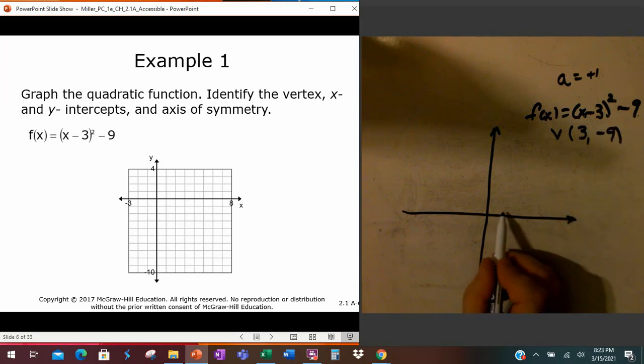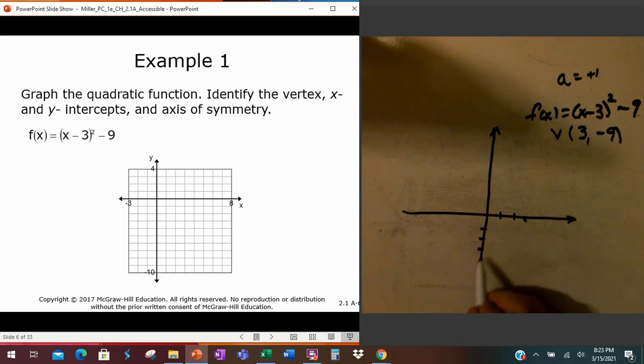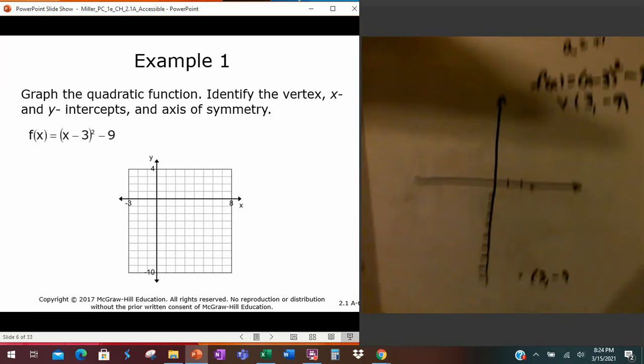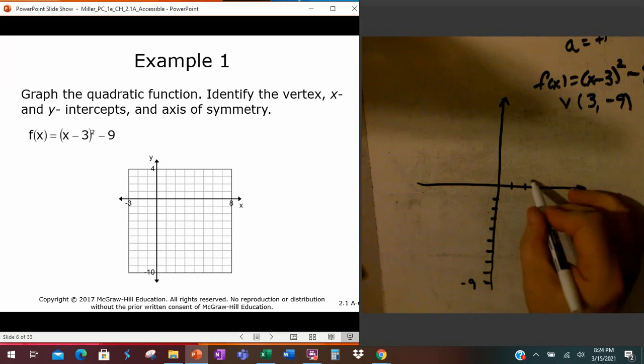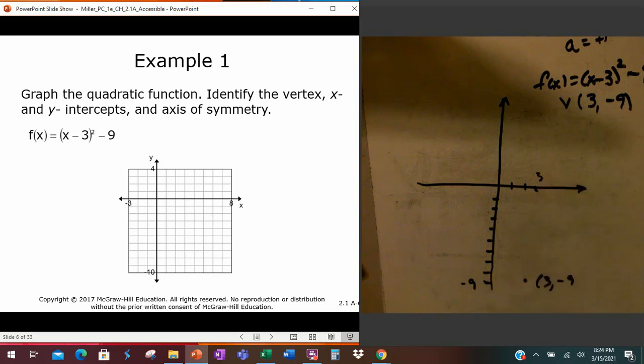So I would go over here and I would count off 1, 2, 3 on my grid. Hopefully I would have a better grid. And then down 1, 2, 3, 4, 5, 6, 7, 8, 9. So here would be (3, -9). This would be my -9, and here would be my 3.